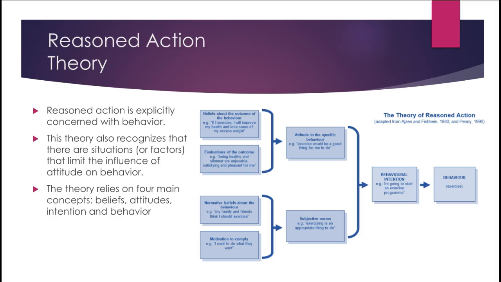What we can do is plug in any idea and know that if we have a belief, we can shape the attitude and the intention of the behavior from that. So in this graphic here, you can see that we have beliefs about the outcome of a behavior. So if I exercise, I will improve my health, lose some weight, and so forth. My attitude towards that specific behavior is exercise would be a good thing for me. My behavioral intention is I'm going to start an exercise program, and the actual behavior change is exercising.